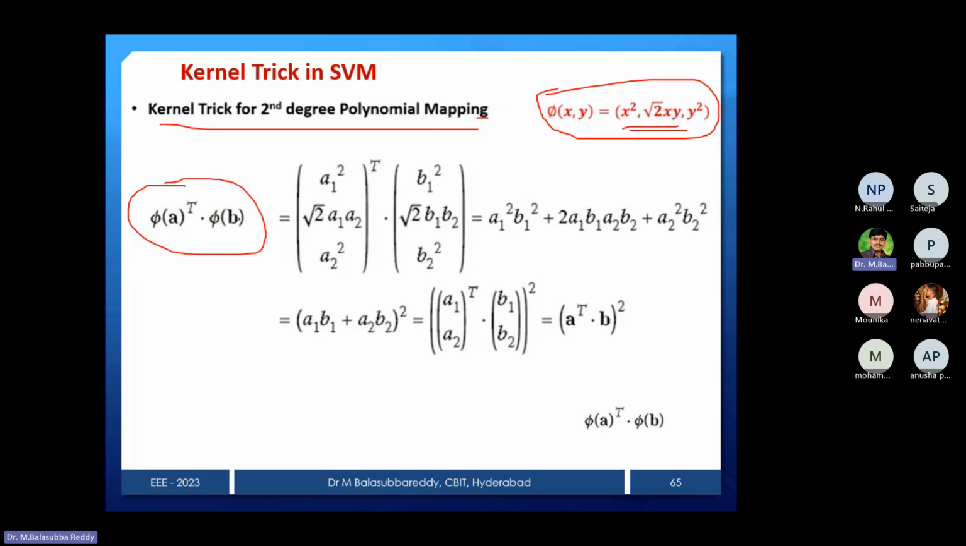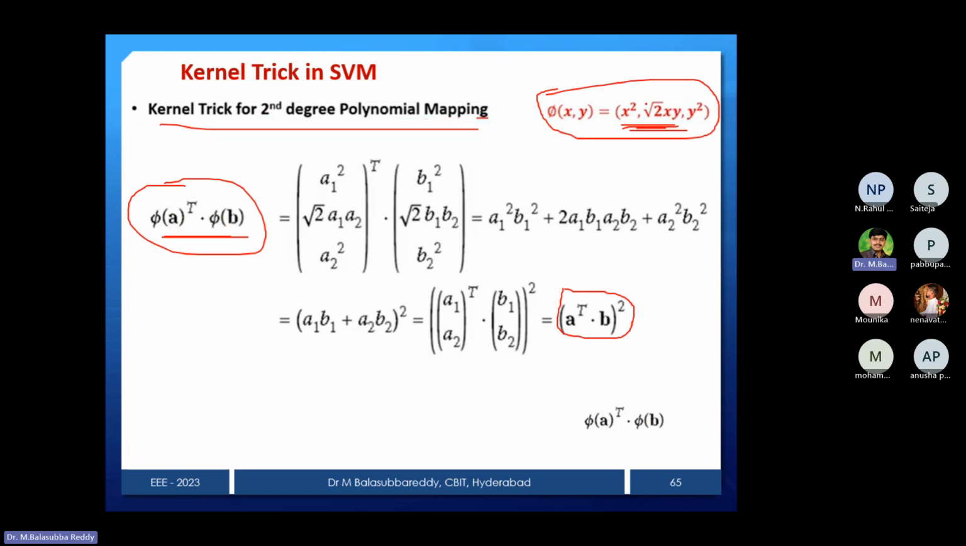Now if two points are there, A and B, or let it be A1, A2, B1, B2, like that. What we are doing is using this type of formula. The final appearance we get is simply A transpose into B whole square. That is only the kernel trick. How did you get it? This is the formula, but we are simplifying it using the kernel trick.